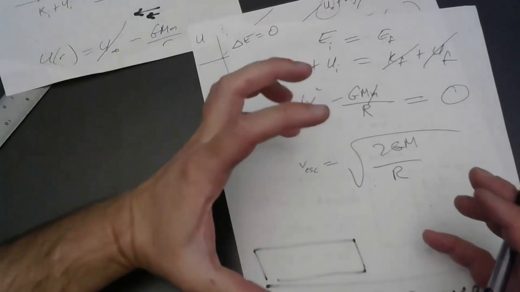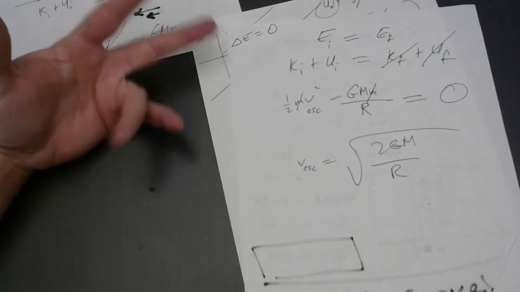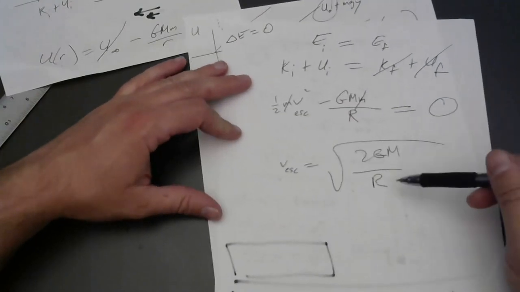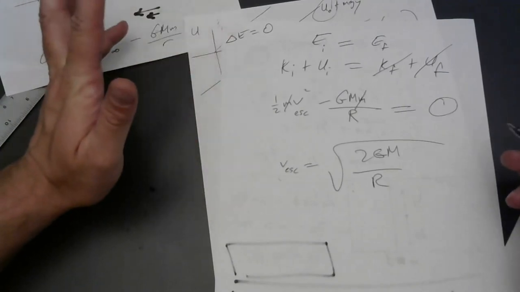So if you could somehow crush Earth, take all the mass of the Earth and crush it into a smaller volume, which would make it more dense. So instead of a density like rock, maybe you could crush it down so it had a density more like iron or lead. Then the escape speed would go up. You'd have the same mass and a smaller radius. They both affect the escape speed. So it has something to do with the density here.